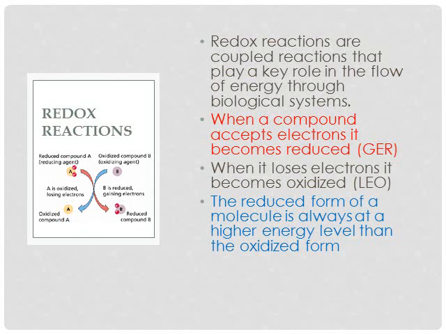Something we didn't talk too much about, but something to keep in mind for the process of cellular respiration, is that the reduced form of a molecule is always at a higher energy level than the oxidized form. The oxidized form has lost electrons, and we can think of that as having lost some energy. The reduced form has gained some electrons, so is higher in energy. And that's again going to be a key concept that we're going to see in the series of redox reactions that are going to occur.